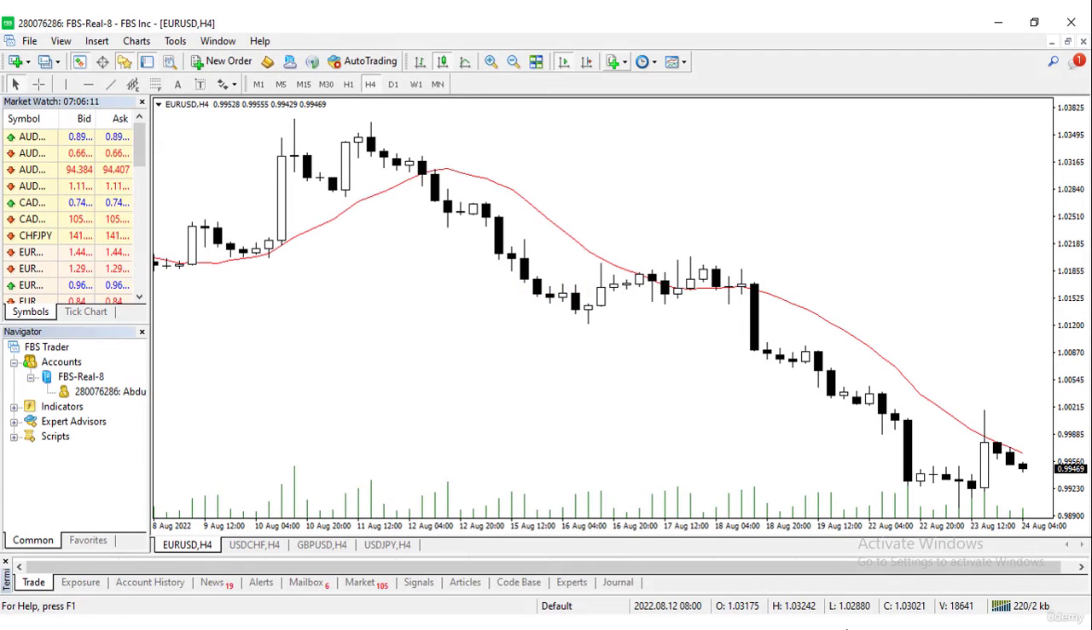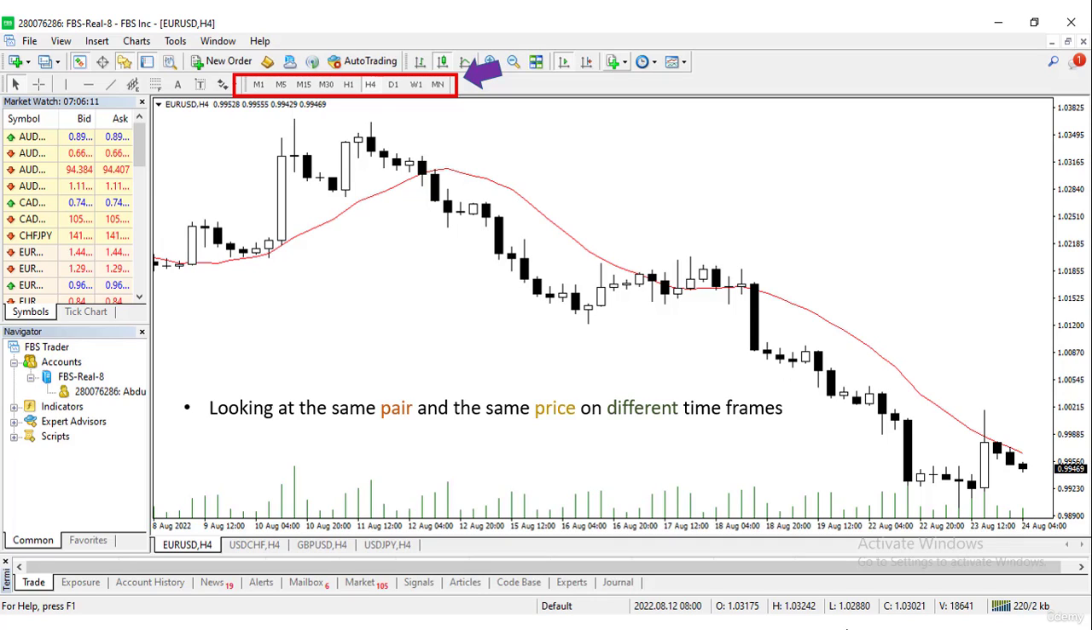Multiple time frame analysis is simply the process of looking at the same pair and the same price on different time frames. That means you can use many time frames to place your trade at the same time. You can also look at the higher and lower time frame to make your entry, based on the analysis of different time frames.